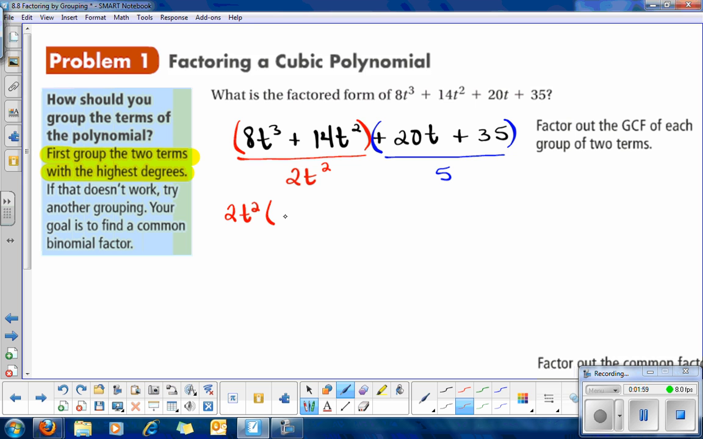So 8 divided by 2 is 4, and then t cubed divided by t squared is just t. And then 14 divided by 2, that's plus, is 7. And then t squared and t squared will cancel. So that's that. For the second pair, we're factoring out a positive 5. So we're going to put a plus 5 out here. And then we do our division.